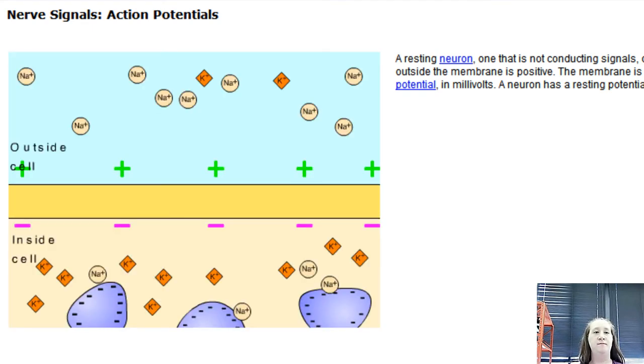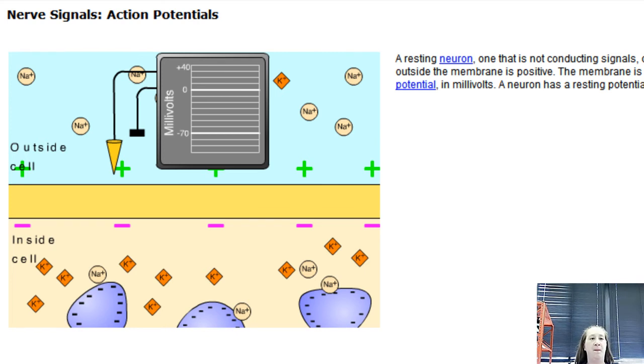The cytoplasm just inside the membrane is negative in charge, and the fluid just outside the membrane is positive. The membrane is said to be polarized. Like a flashlight battery, the difference in electrical charge carries potential energy, which can be measured as a voltage. The oscilloscope shows this charge difference, called the resting potential, in millivolts. A neuron has a resting potential of about minus 70 millivolts.